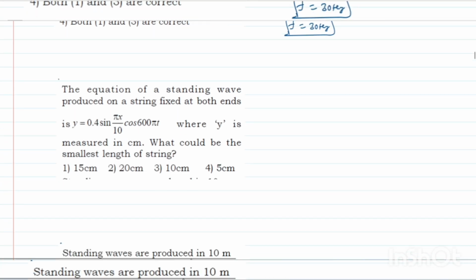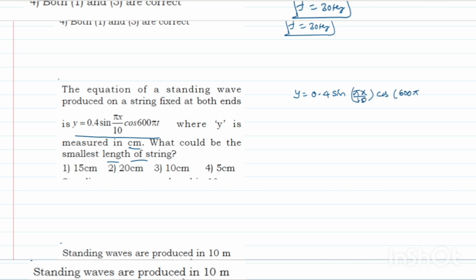Let us see the next question, students. The equation of the standing wave produced on a string fixed at both ends is given as y equal to 0.4 sin(pi x by 10) into cos(600 pi t), where y is measured in centimeters. What could be the smallest length of the string, they are asking? So the equation of the stationary wave we can take, students, is 0.4 sin(pi x by 10) into cos(600 pi t).